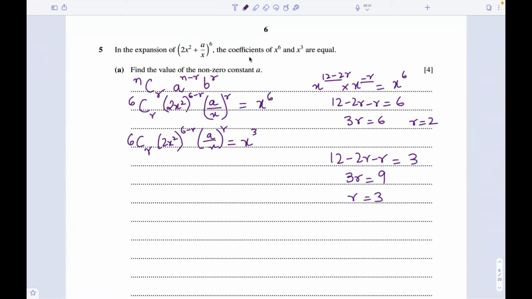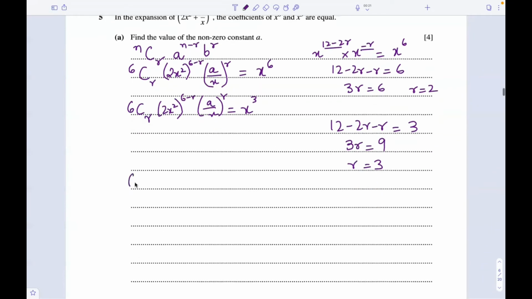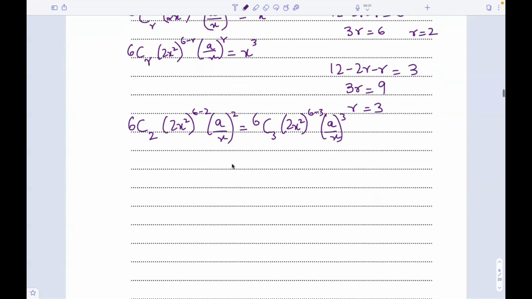And then as the coefficients are equal, we can simply equate them. So we'll write 6c2 times 2x squared to the power 6 minus 2, times a upon x to the power 2, is equal to 6c3 times 2x squared to the power 6 minus 3, times a upon x to the power 3. Now simplifying both sides, we know that 6c2 is 15. 2 to the power 4 will become 16. x to the power 8 is equal to a squared upon x squared.